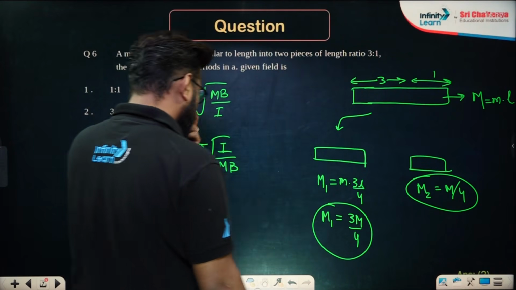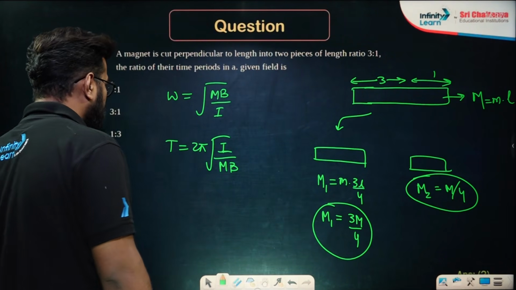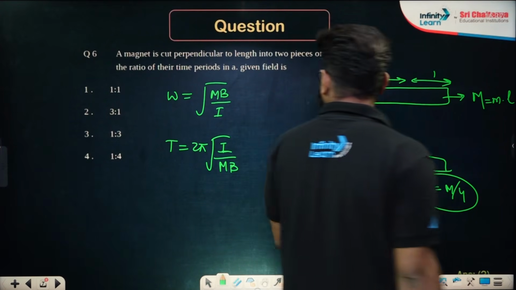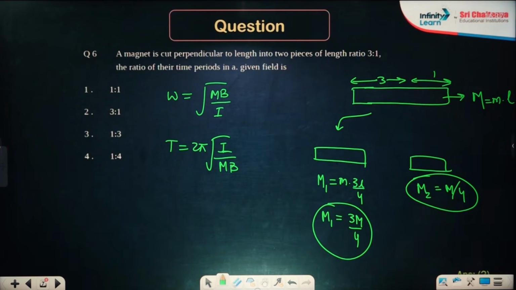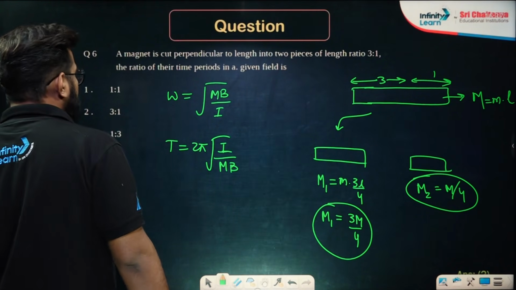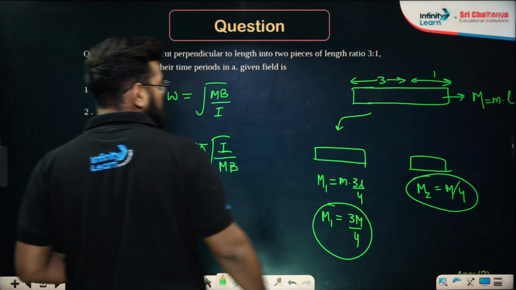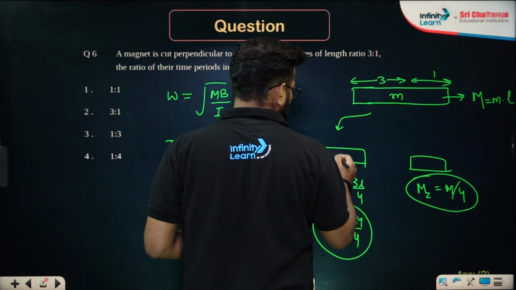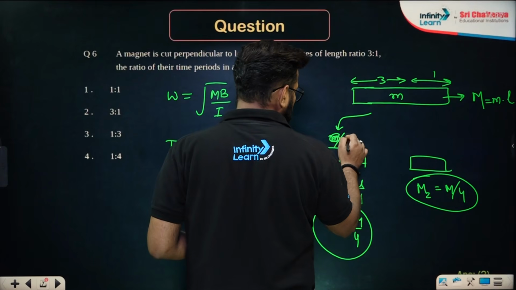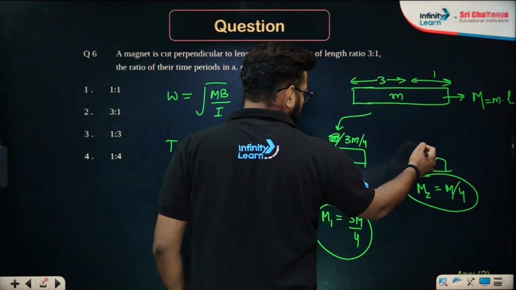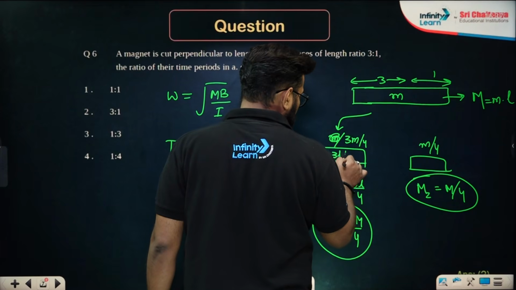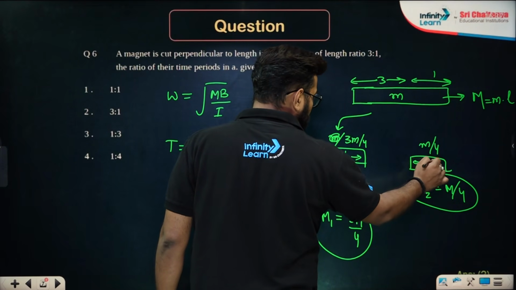The next thing is, if you talk about the moment of inertia, right? So the moment of inertia is also going to change, because moment of inertia depends upon the mass as well as the length. So the mass over here, let's say, is going to be 3m by 4, right? And this will be m by 4. And even the length over here will be 3l by 4, and this will be l by 4.